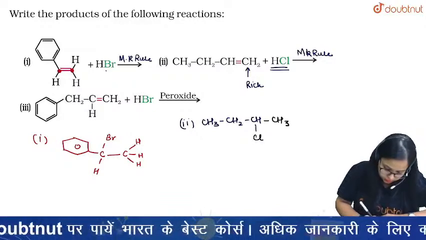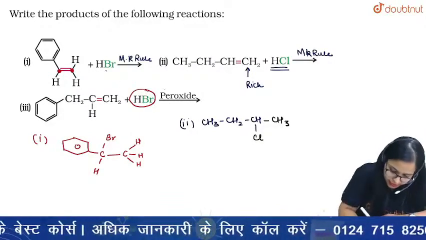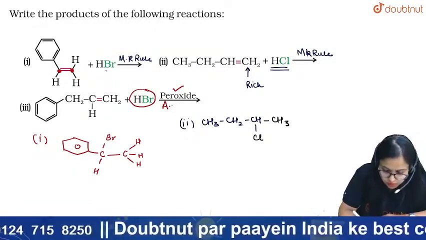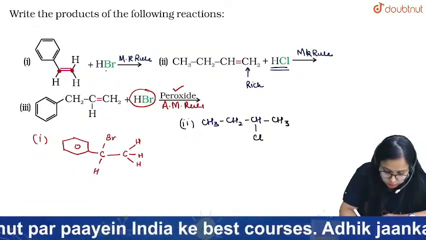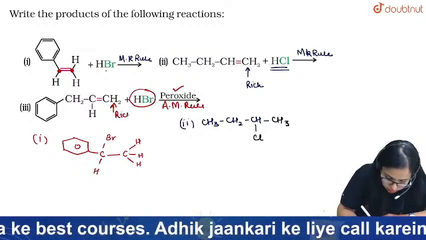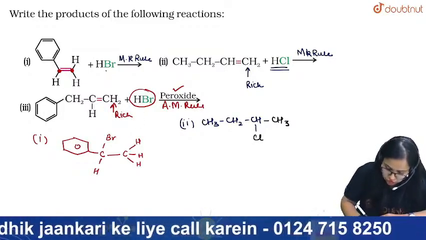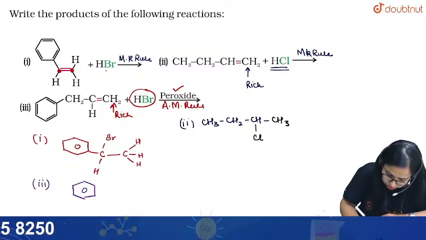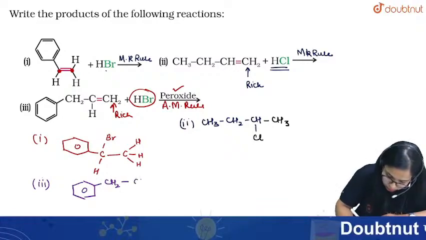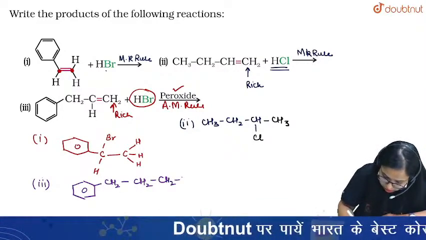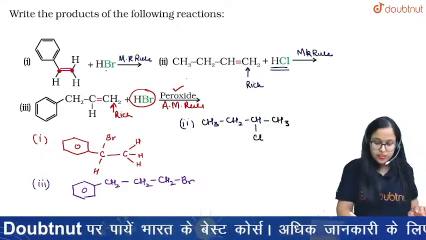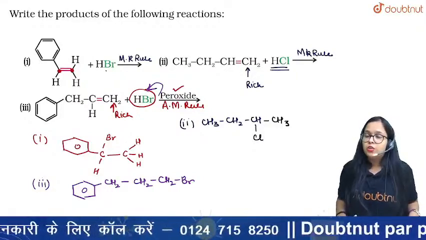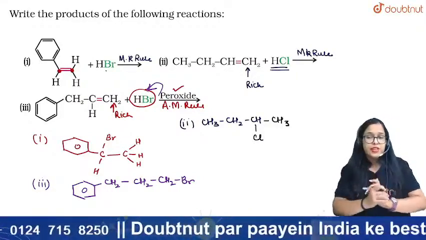In part number three, you see HBr plus peroxide. In presence of peroxide and HBr, anti-Markovnikov rule is followed. This is rich, so rich does not get H during anti-Markovnikov rule. So the product obtained is CH2. The poor one gets hydrogen and the rich one gets Br. Right? So peroxide effect is only in presence of HBr. If it was HCl plus peroxide, you have to follow normal Markovnikov rule, and this is very, very important.